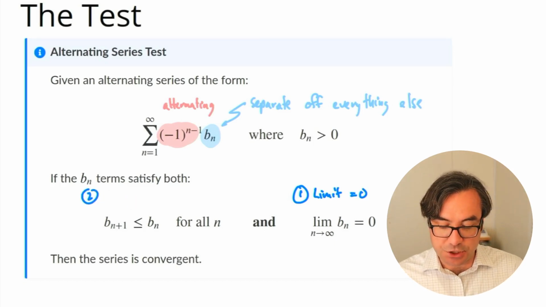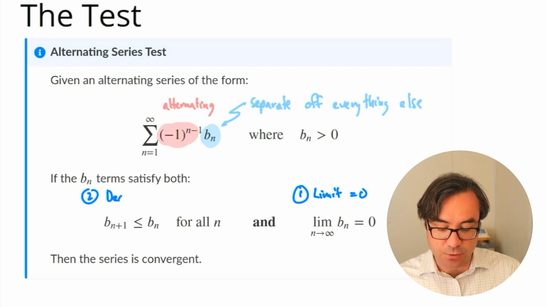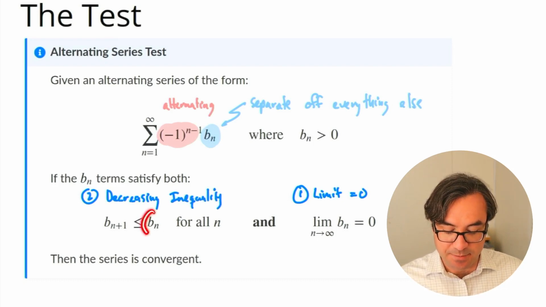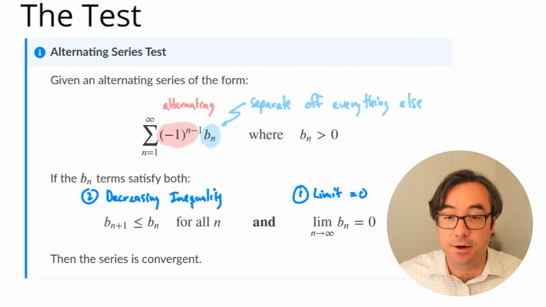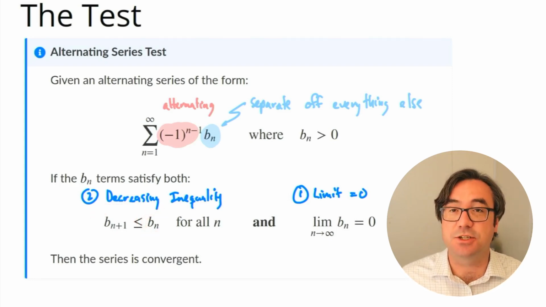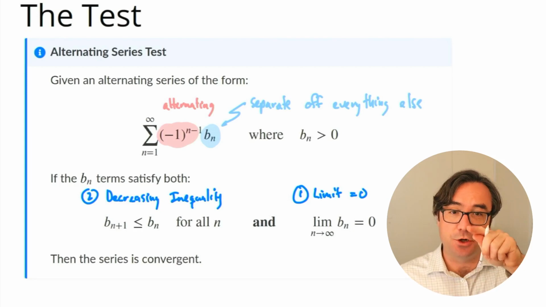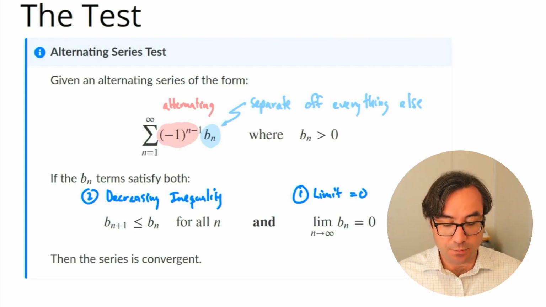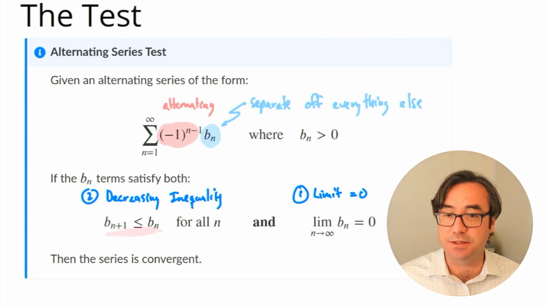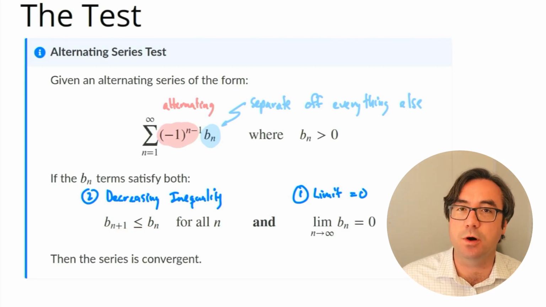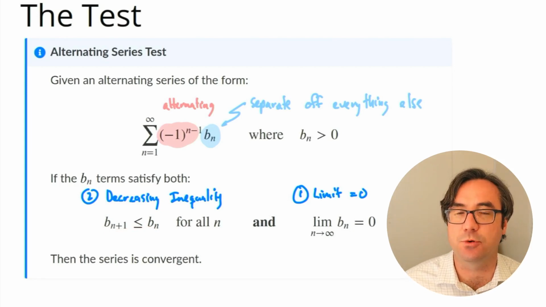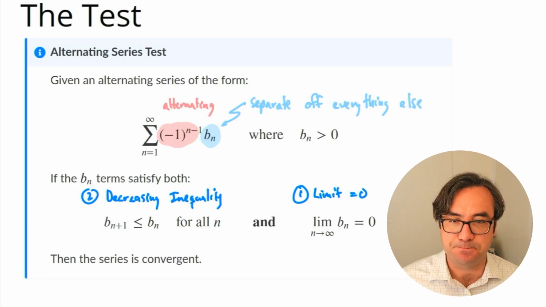This inequality shows that we have a decreasing sequence. What this says is that bn is bigger than its next term, bn plus 1. So the terms are decreasing. We can prove this a few ways. We could prove this using derivatives or more of a direct proof using inequalities.